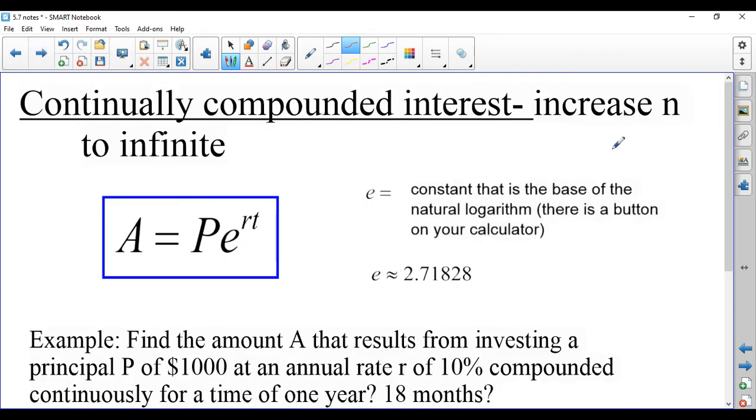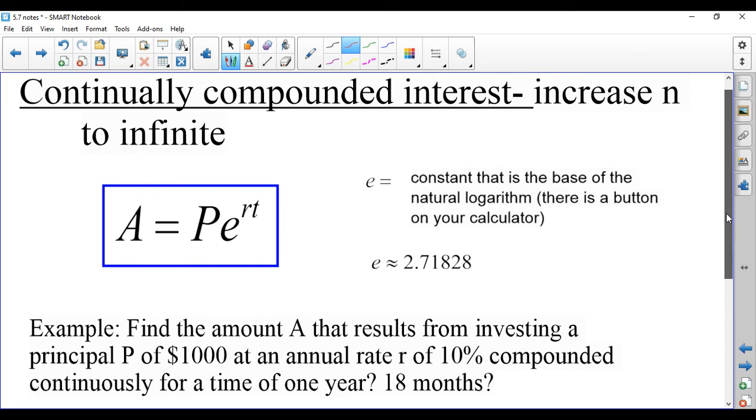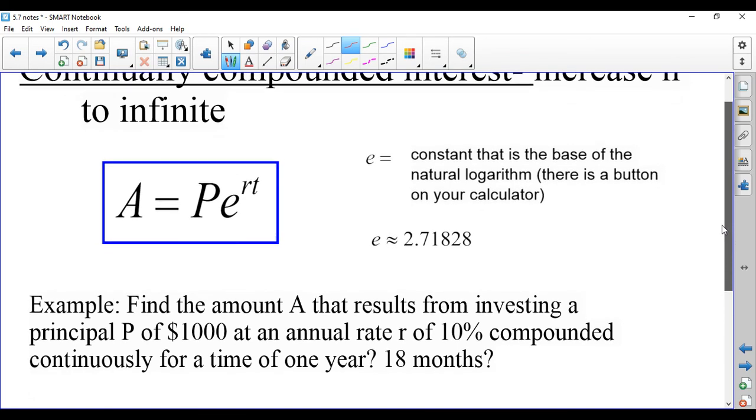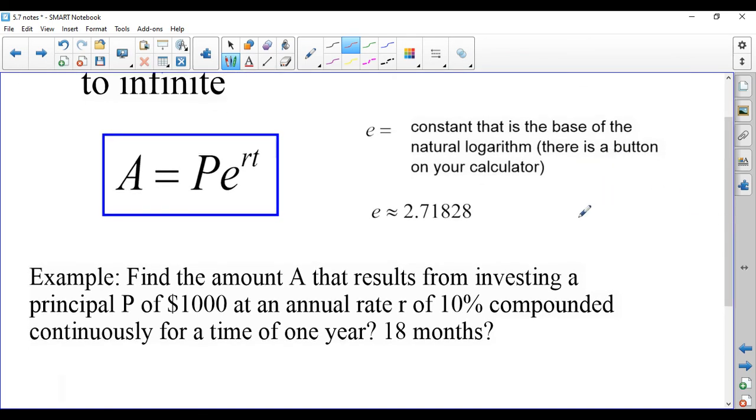There is one more equation that you're going to use today, and that's when you have continually compounded interest. This is where we're compounding almost instantaneously. You increase the number of compounding periods to infinity. And this is where that number e shows up in our work. E, remember this, is the constant that is the base of the natural logarithm. And again, there's a button on your calculator. It's about equal to 2.71828.